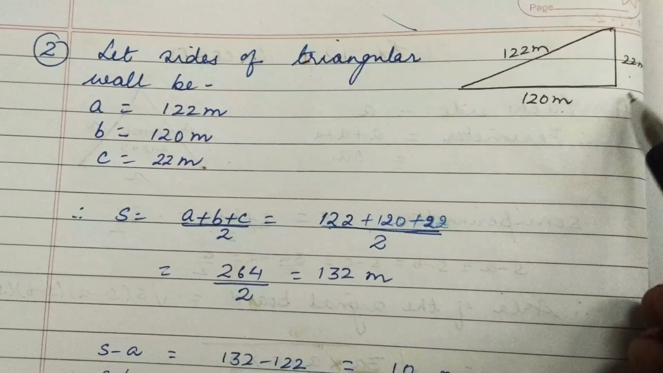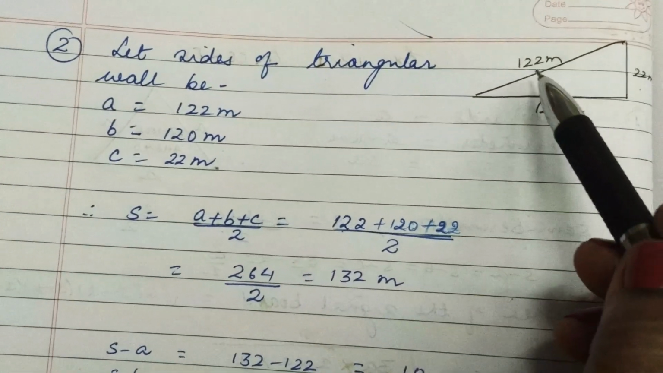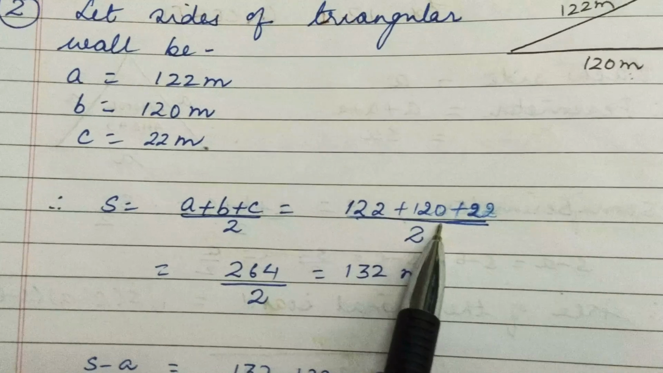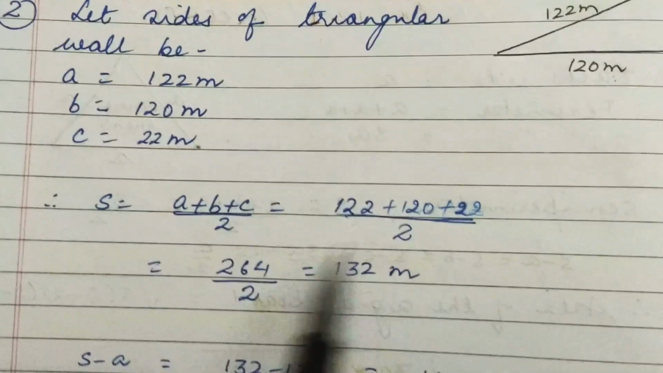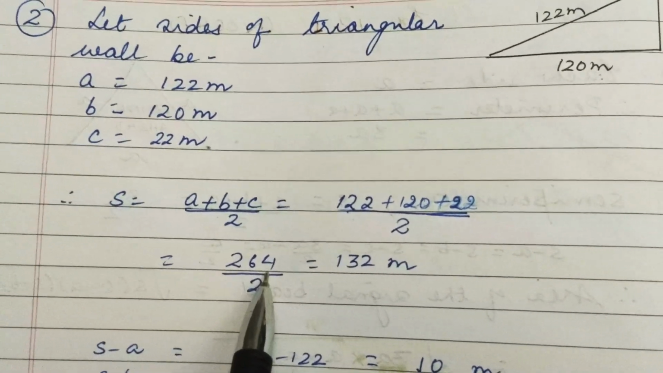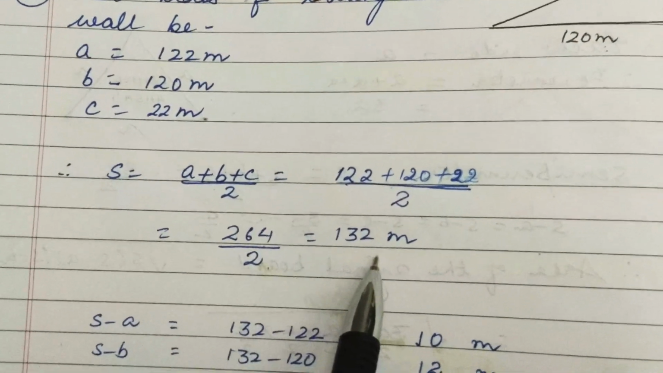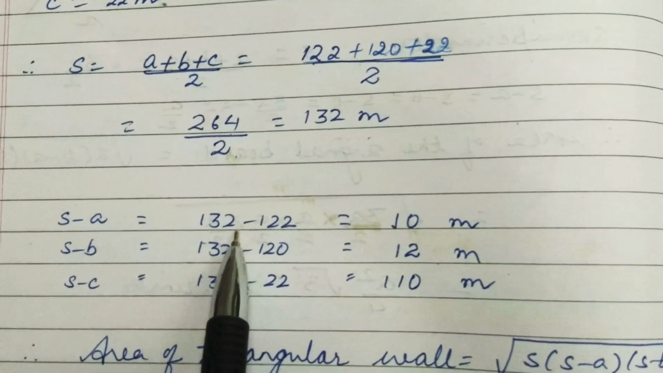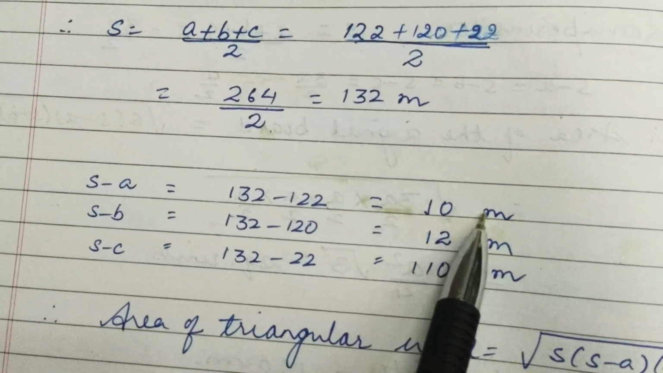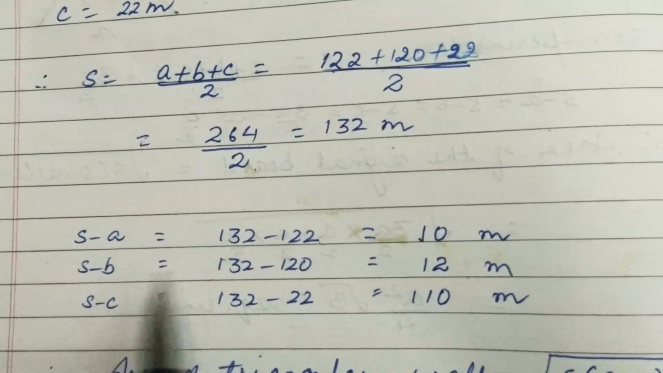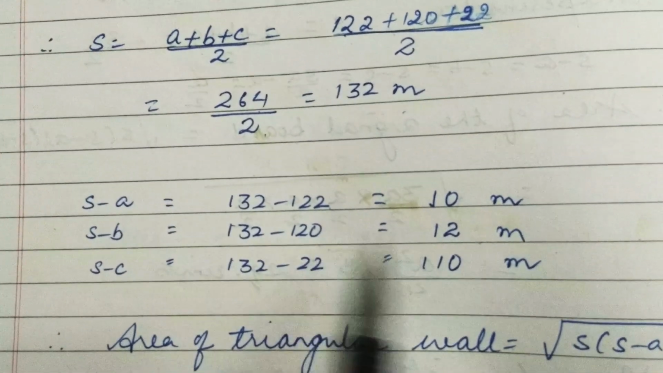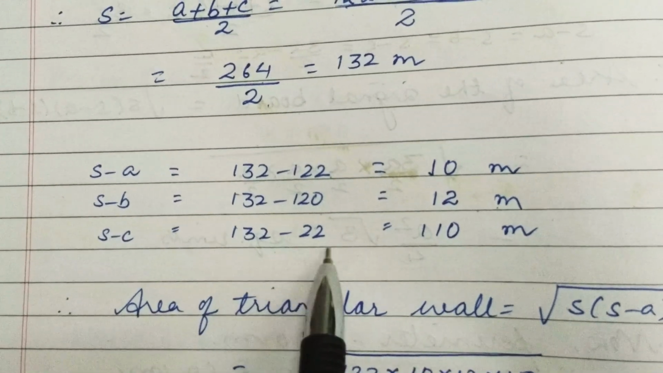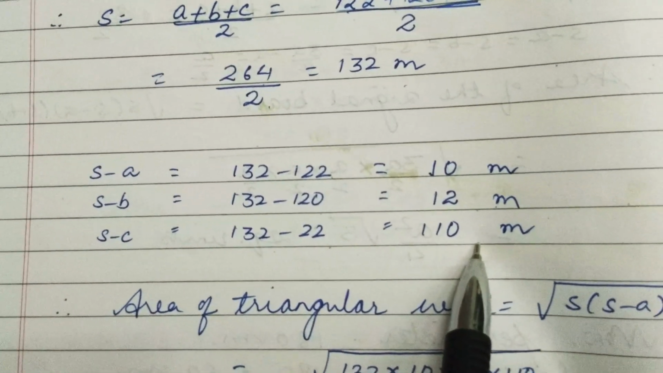So what will be the semi-perimeter of this wall? That will be equal to A plus B plus C by 2, that is 122 plus 120 plus 22 by 2. When you solve it, you will get 264 divided by 2, that is 132 meter. Now S minus A equals 132 minus 122, that is 10 meter. S minus B equals 132 minus 120, that is 12 meter. And S minus C equals 132 minus 22, that is 110 meter.